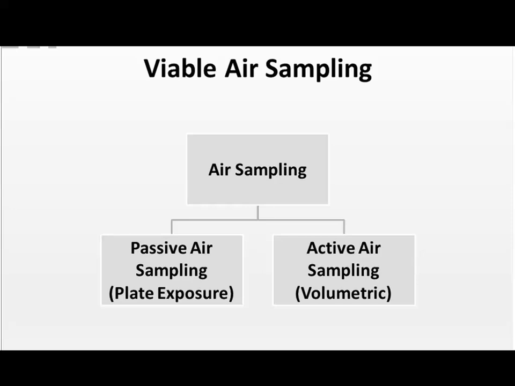Active air sampling measures air volumetrically, and this is where we use our RCS or SAS machines. They have strips of media that you thread into a blade that is turned on, and it pulls in a particular volume of air in a particular time frame. Any microbials in that air will be attached to that media strip, and that media strip is then incubated.